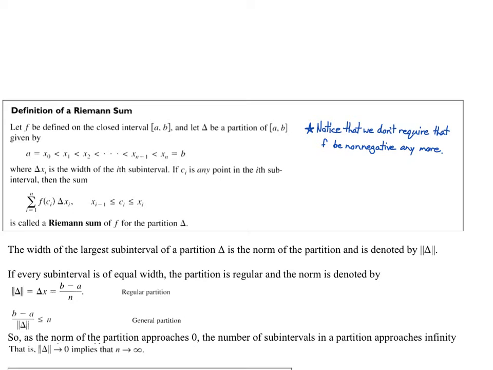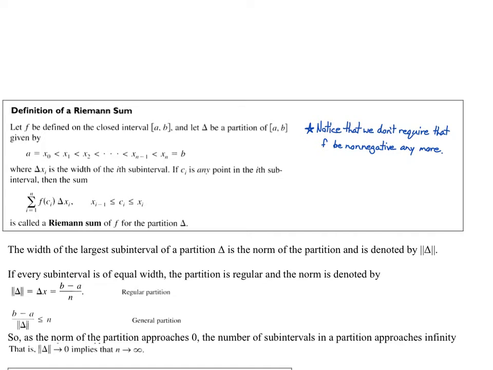If c sub i is any point in the ith subinterval, then the sum from i equals 1 to n of f of c sub i times delta x sub i is called the Riemann sum for f for the partition delta. So what we just did up above is we took the limit of the Riemann sum as n approached infinity, and that is what gave us the area.